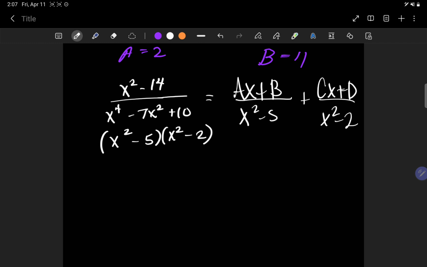And so if you start out with one that's not proper, like if you had a cubic divided by a quadratic, you would need to do long division first, and then you would proceed with it, because your remainder from the long division would become a proper rational expression.